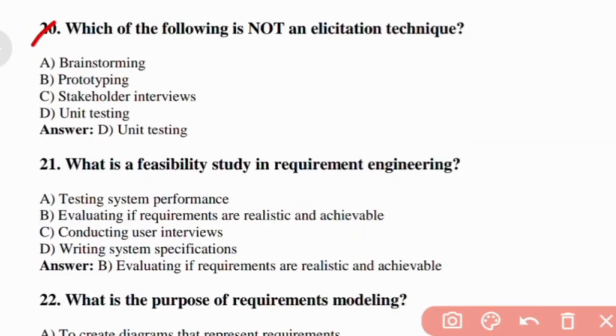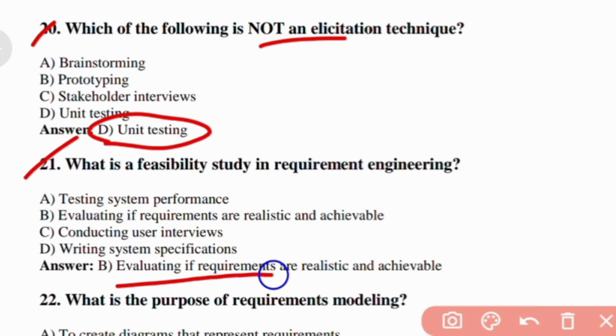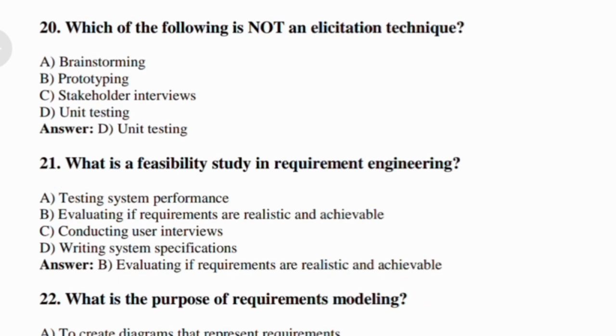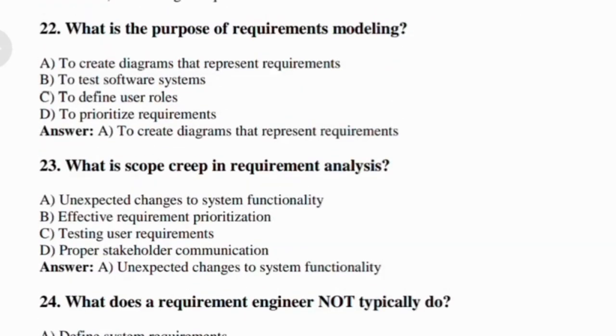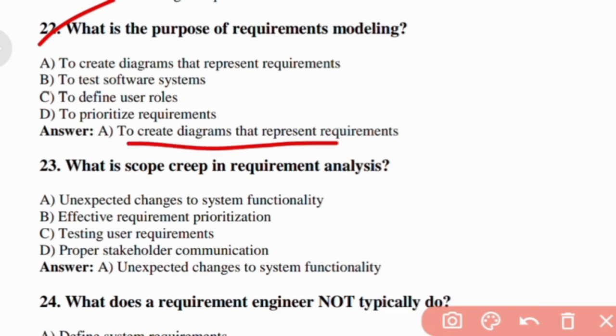Which of the following is not an elicitation technique? Unit testing. What is a feasibility study in requirement engineering? Evaluating if requirements are realistic and achievable. What is the purpose of requirements modeling? To create diagrams that represent requirements.